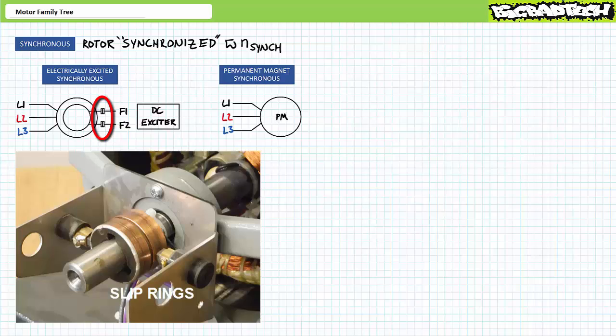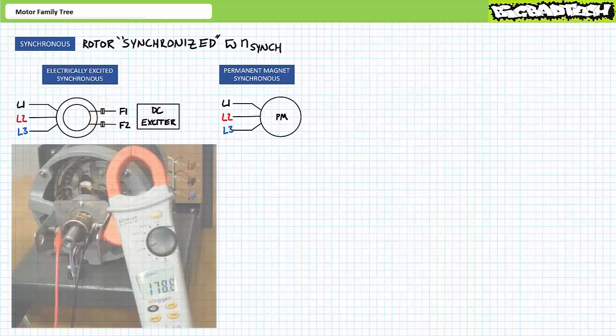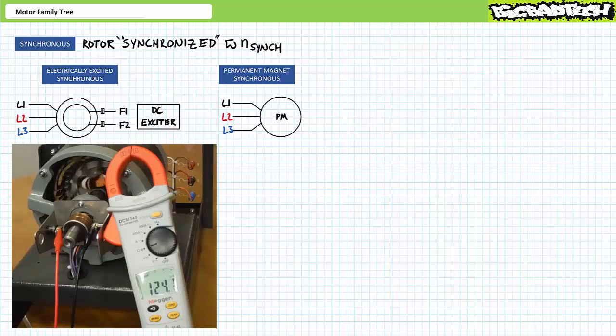Stationary conductive brushes held in place by a spring and brush holder ride along the conductive rings, such that the coil on the rotor maintains constant electrical contact with the stationary electrical inputs regardless of orientation. Here an ohmmeter indicates connectivity is maintained from the stationary electrical connections through the rotor field windings regardless of the position of the rotor, thanks to the brushes and slip rings.